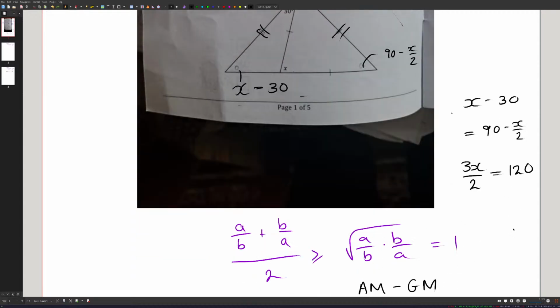This is x minus 30, sorry, not 30 minus x. I was going to get x has a negative value in the equation I was going to set up, and that doesn't make any sense at all. So x minus 30 is 90 minus x over 2. So 3x over 2 is 120. And so x equals 80.